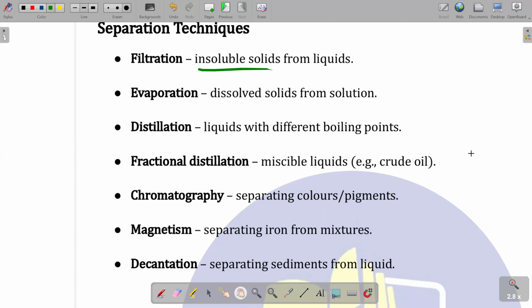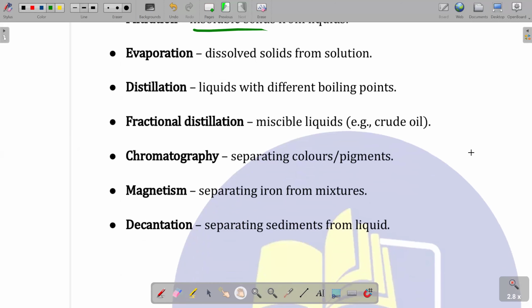We have magnetization. When one of the components is a magnetic material, we can use magnetization to remove that magnetic material and then subject the rest to a suitable separation technique. And decantation, in a case where we have two or more substances where one sediments, while the other one floats. In that case, we can decant off the one that floats, and we have the one that sediments.